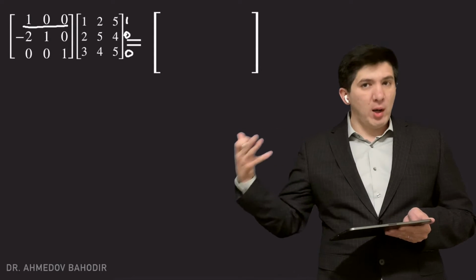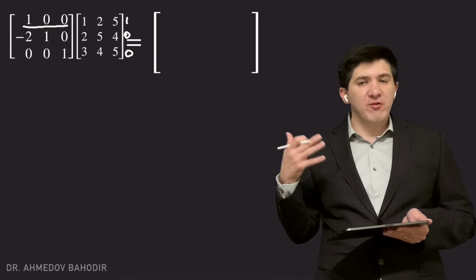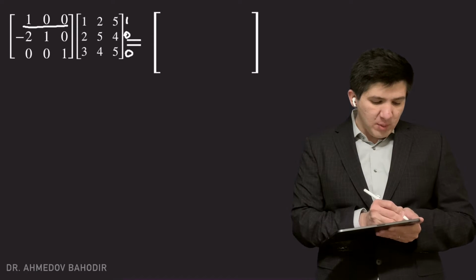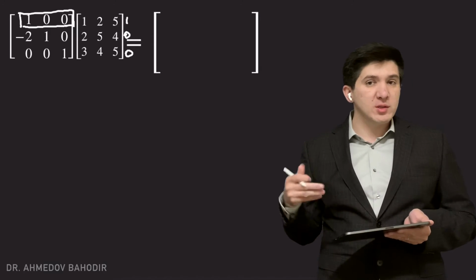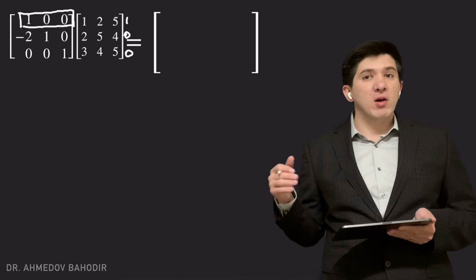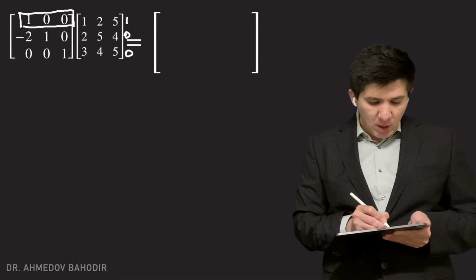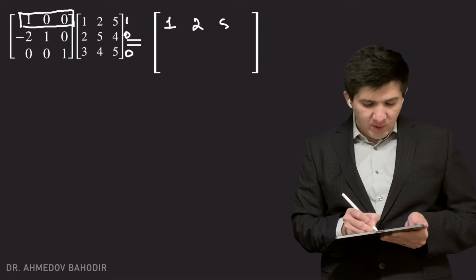And just get one row and put this instead of the first row, because the numbers of the linear combination of the rows are staying in the first row. I would just copy 1, 2, 5.